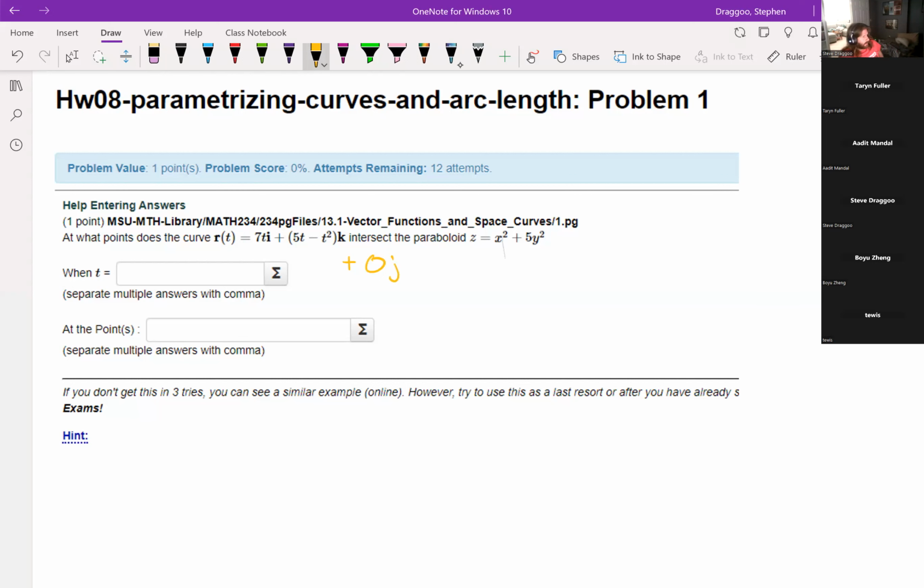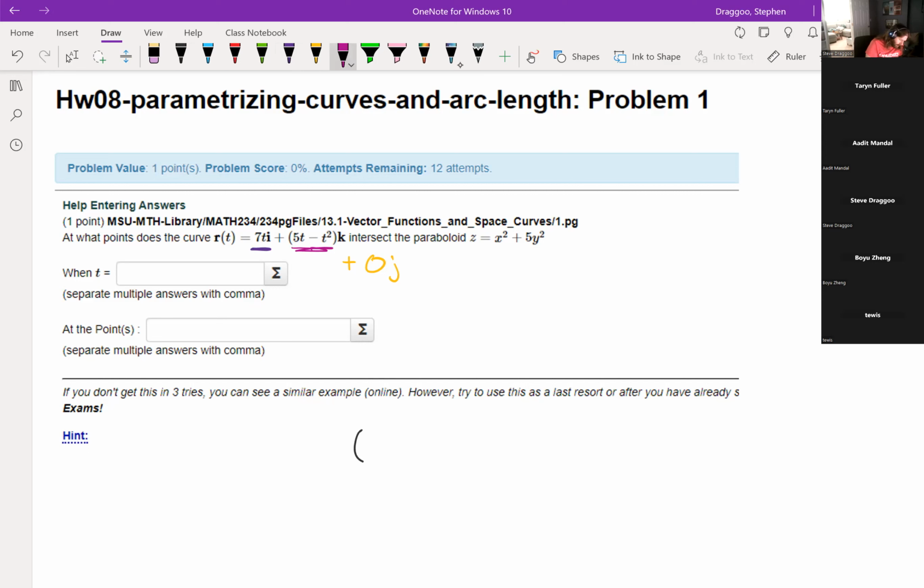Okay, so as I was saying, in that R curve, we have no j component. So the j piece, the y piece, is 0. So let's take that stuff and plug it into the other equation. So we have an x component, which is 7t. We have a z component, which is 5t minus t squared. So I'll just substitute that in.